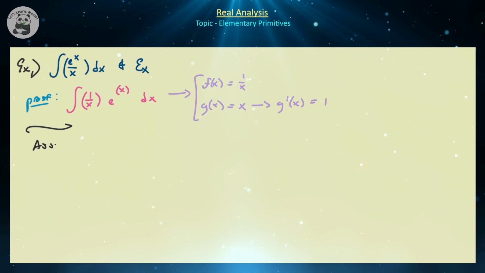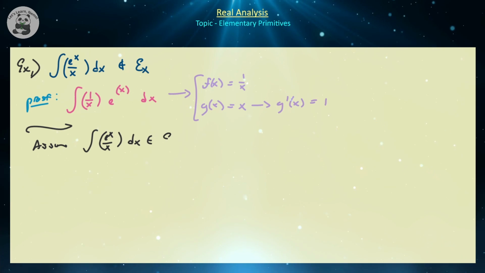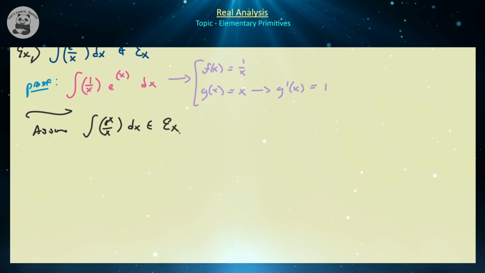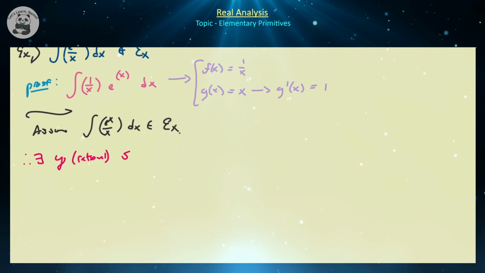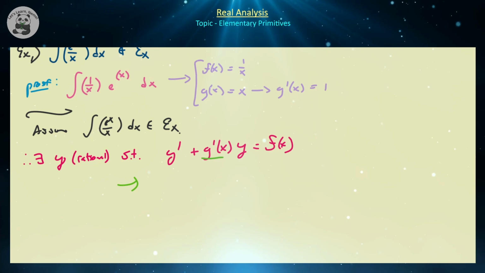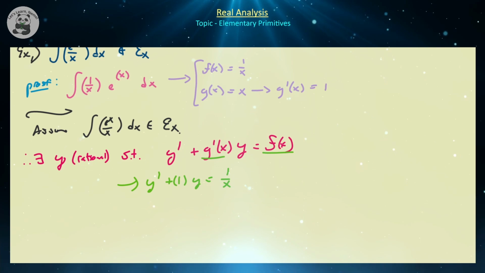So assume that the integral of e to the x over x dx does belong in the set of rational numbers. That means we're going for a contradiction. If that is the case, that means there exists some function y that is a rational function such that y prime plus g prime of x times y must be equal to f of x. So substituting our g prime and our f into this differential equation, we're going to have y prime plus 1 times y is equal to 1 over x.